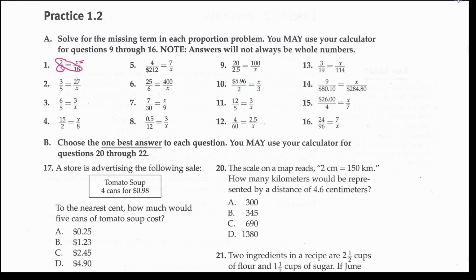So let's work this out. We know 2 times 18. Okay, let's do the problem here. 2 times 18 is 36. Then step number 2, 36 divided by 3. That's 12. So we put x equals 12.